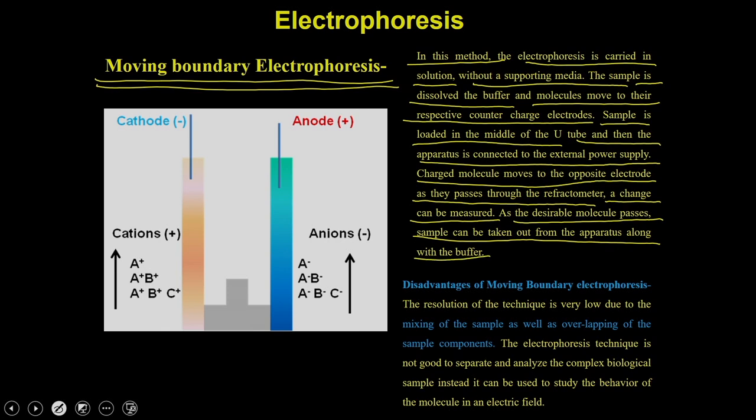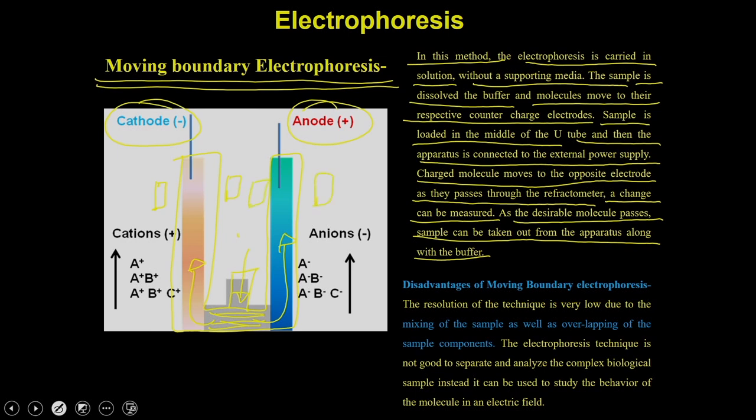So, in moving boundary electrophoresis, they made a U-shaped tube, and in this U-shaped tube, they put the cathode on one side and the anode on the other side, and this is connected through a sample loading chamber. From this chamber you can load the samples, then the sample is going to be filled into the middle tube, and then they connect the cathode and anode to the external power supply. The positively charged molecules are going to run towards the cathode, whereas the negatively charged molecules are going to move towards the anode, and on the terminal end of these tubings, they have put refractometers on both sides.